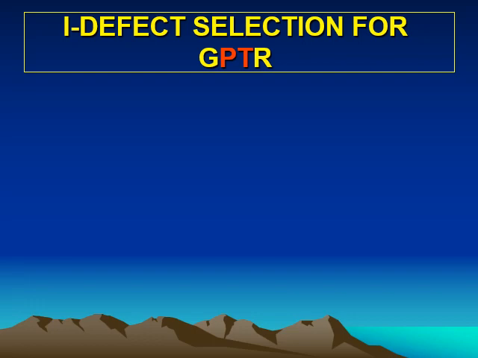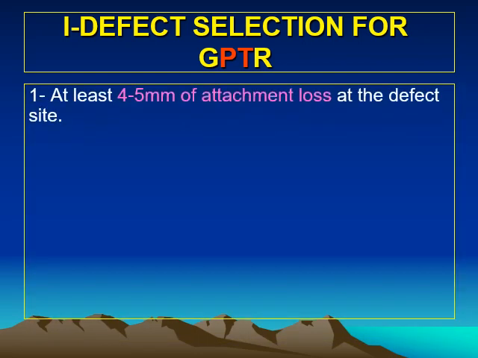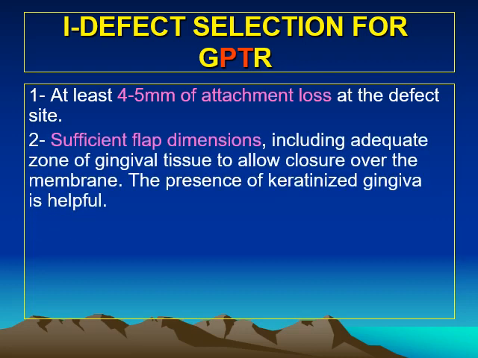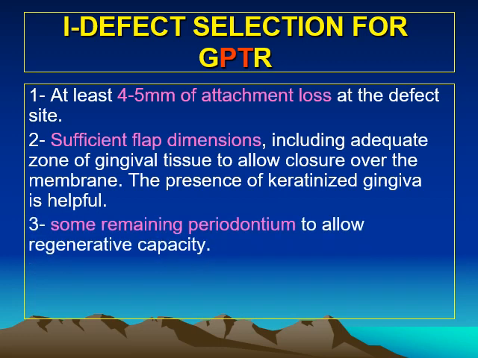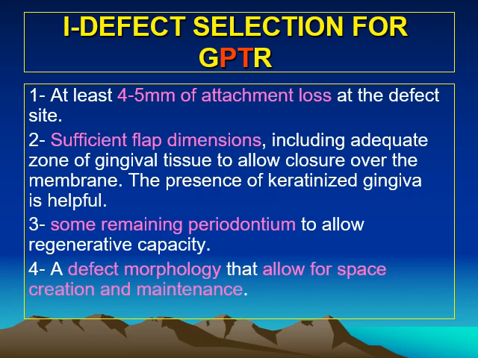Defect selection for guided periodontal tissue regeneration. To select the defect to be treated with guided periodontal tissue regeneration, we should have at least 4 to 5 mm of attachment loss at the defect site. You should have sufficient flap dimensions, including an adequate zone of gingival tissues. This is to allow closure over the membrane. The presence of keratinized gingiva is also helpful. We must have some remaining periodontium to allow regenerative capacity. A defect morphology that allows for space creation and maintenance should be selected to allow for clot stabilization and guided tissue regeneration.